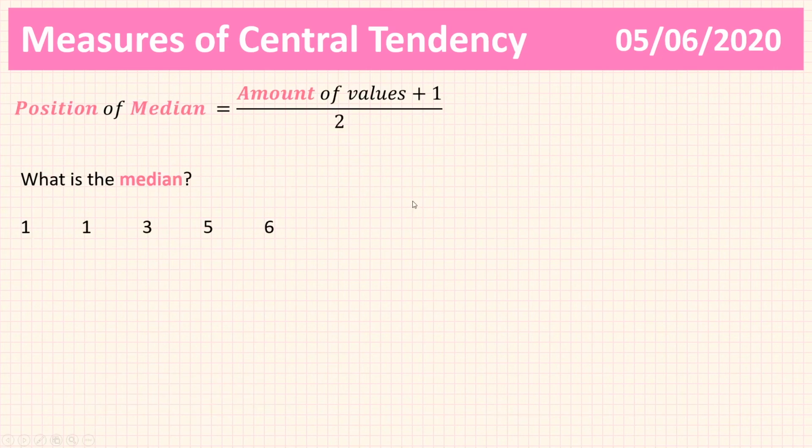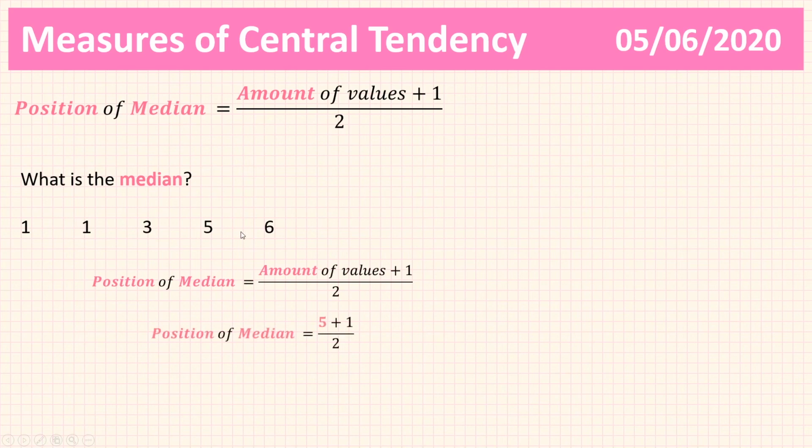And here's the example, just so you can see it. Here's our data set. We already know what the median is because it's exactly the one we did before. So we say the position of the median is the amount of values, add 1, divided by 2. The amount of values is 5. I add 1 and then I divide it by 2. So I end up with 6 divided by 2, which means the median is the third number. So I count 1, 2, 3, and 3 is our median.